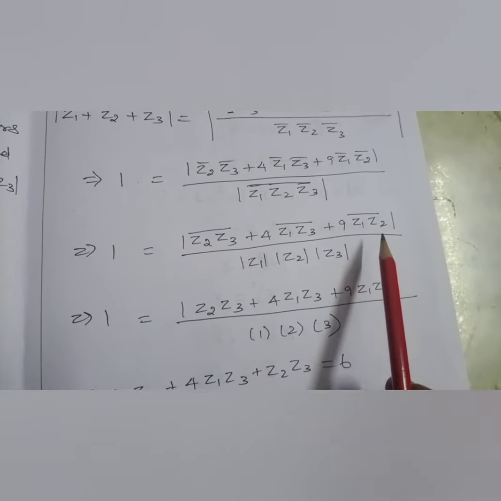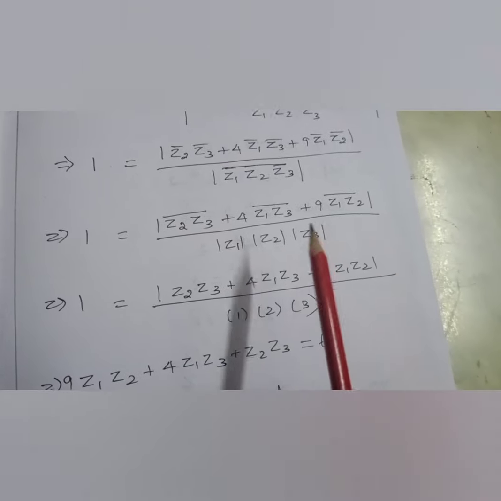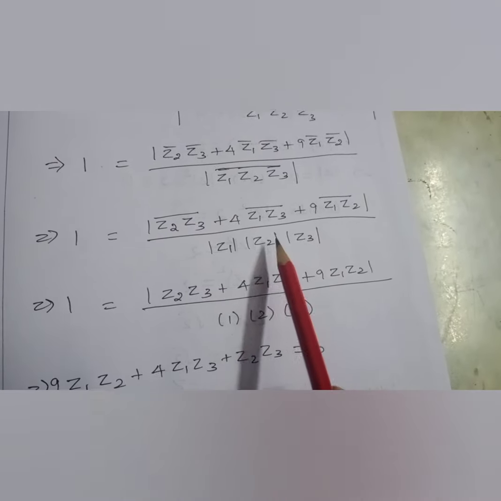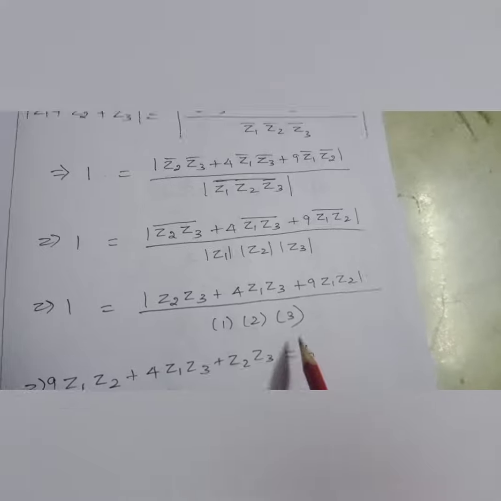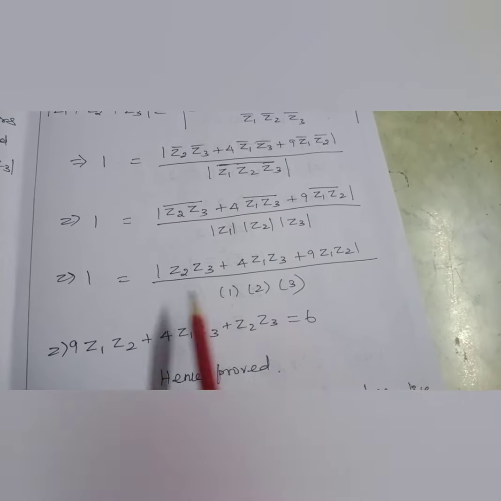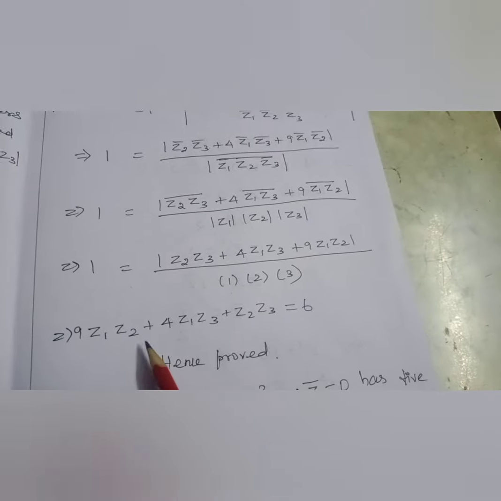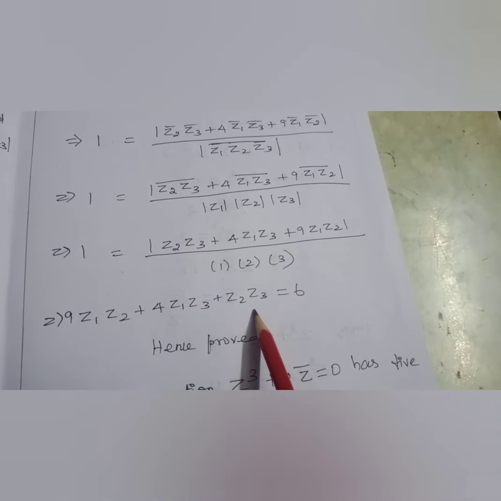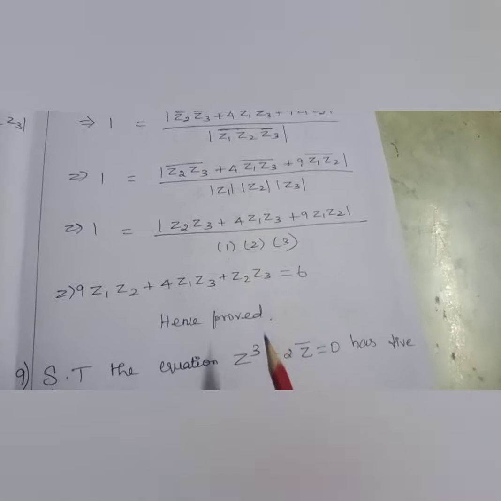Now in the question itself they have given the value for individual z1, z2, z3. z1 is 1, z2 is 2, z3 is 3. So substituting that I am getting it to be 6. When I cross multiply, this 6 into 1 becomes 9 z1 z2 plus 4 z1 z3 plus z2 z3 is equal to 6. Hence proved.